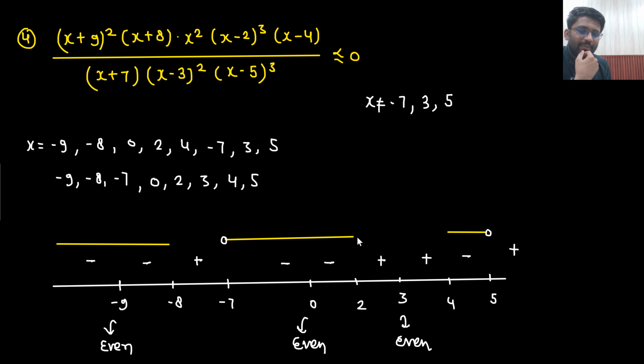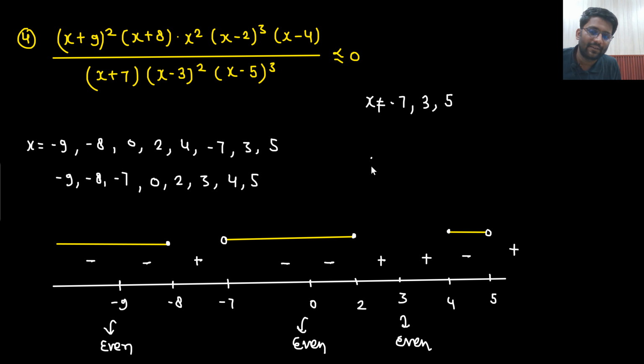Less than equals to 0, that means the rest of the boundary points will be accepted. That means x equals to minus 9 will be accepted, x equals to minus 8 will be accepted, x equals to 0 will be accepted, x equals to 2 will be accepted, x equals to 4 will be accepted. That's it. This is the answer.